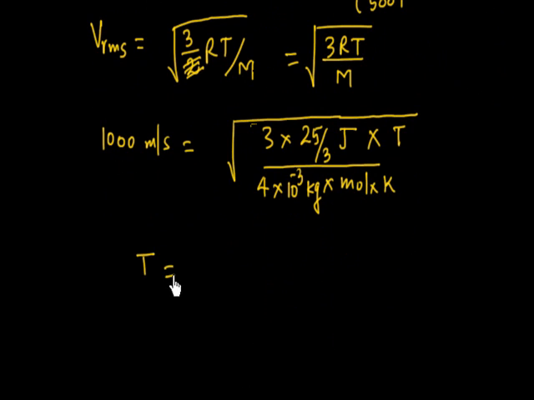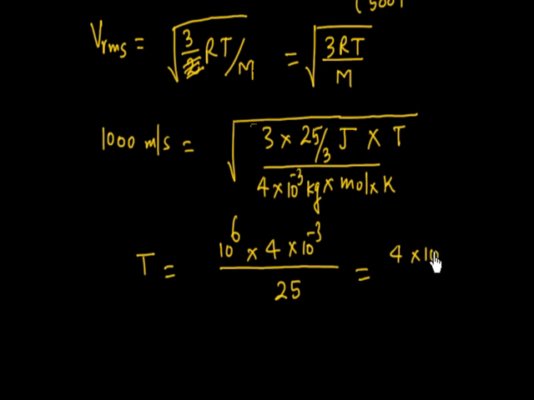So if I solve for T, this is 10 to the power 3 raised to the power 2, so 10 to the power 6 multiplied by 4 into 10 to the power minus 3, divided by, so this 3 goes, so simply 2, 25, simple calculation. Are you getting or not? So you have 4 into 10 to the power 3 divided by 25. So let us calculate this value.